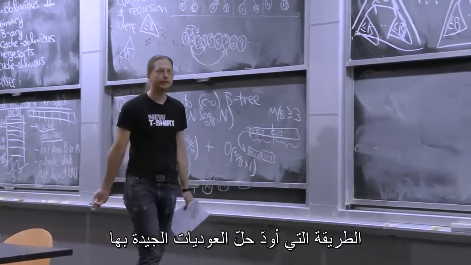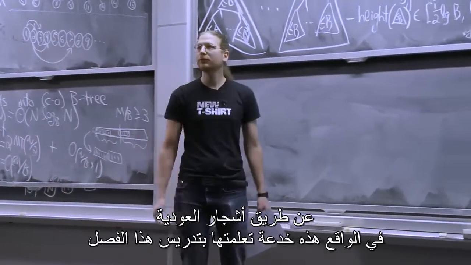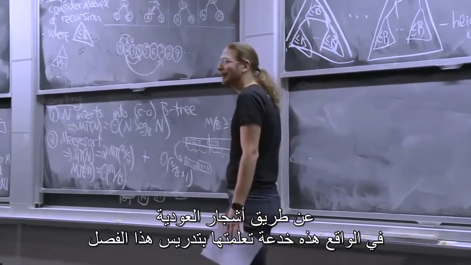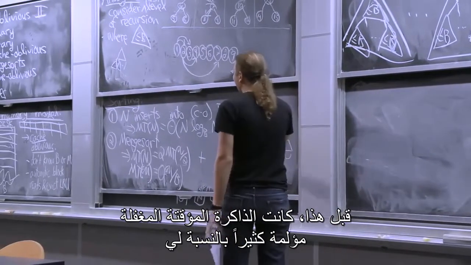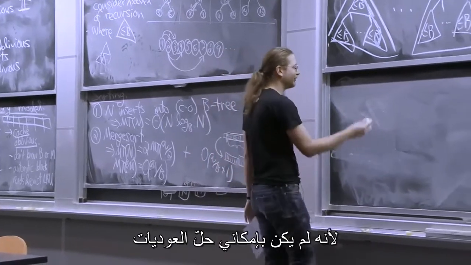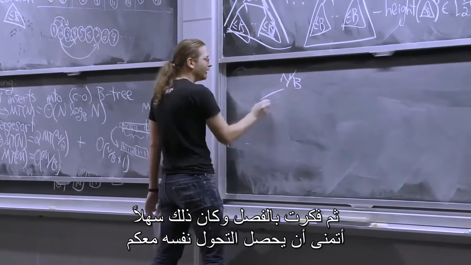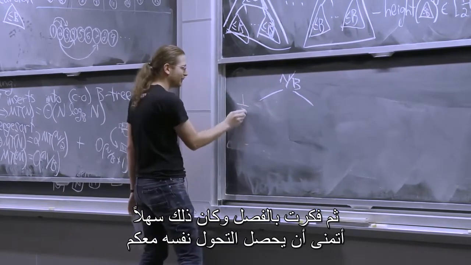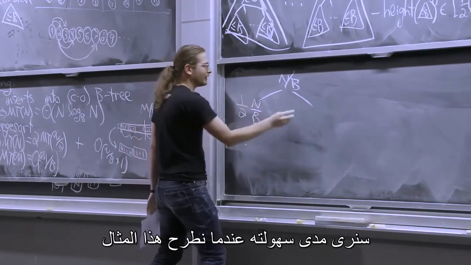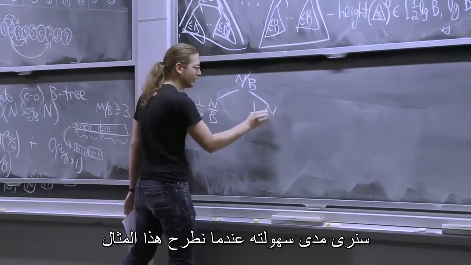The way I like to solve nice recurrences is with recursion trees. This is actually a trick I learned by teaching this class. Before this, cache oblivious was really painful to me because I could never solve the recurrences. Then I taught the class. It's like, oh, this is easy. Hope the same transformation happens to you. You'll see how easy it is once we do this example.